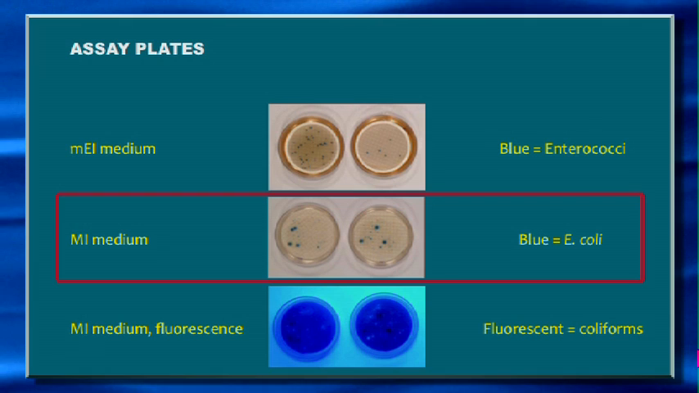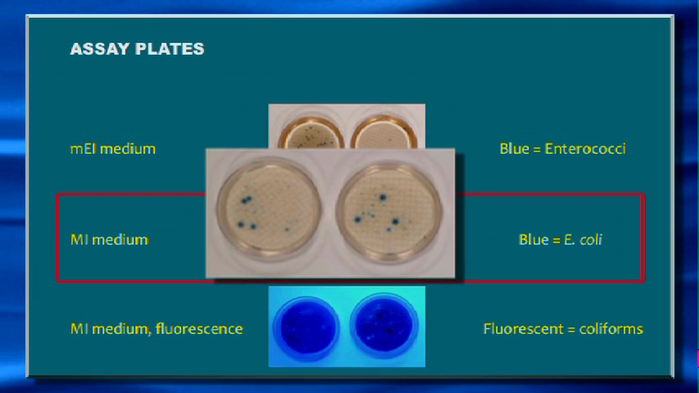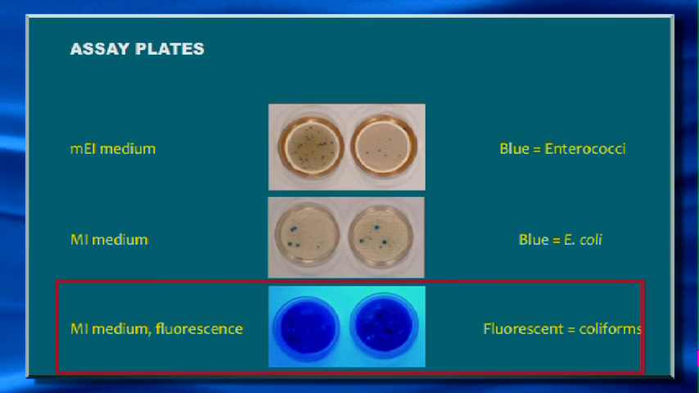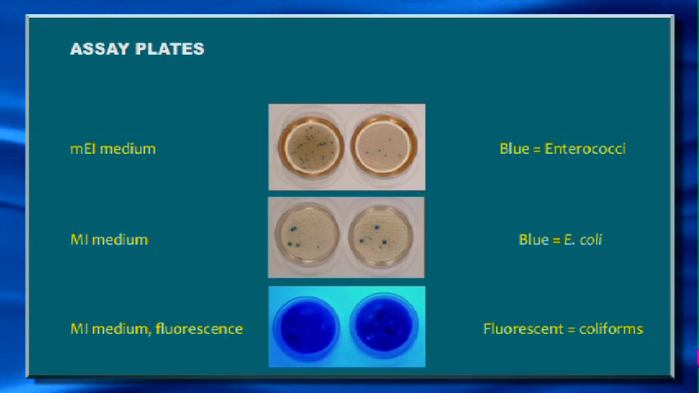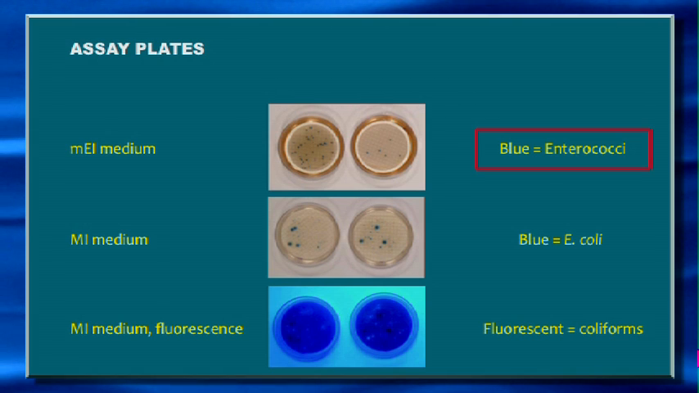On MI, we can count the total number of Escherichia coli colonies, which are blue, and under UV light, we can see fluorescent colonies, which are the other coliforms. So by combining these numbers, we can get a measure of total coliforms, and by counting this, we're getting a measure of the enterococci present in a water sample.